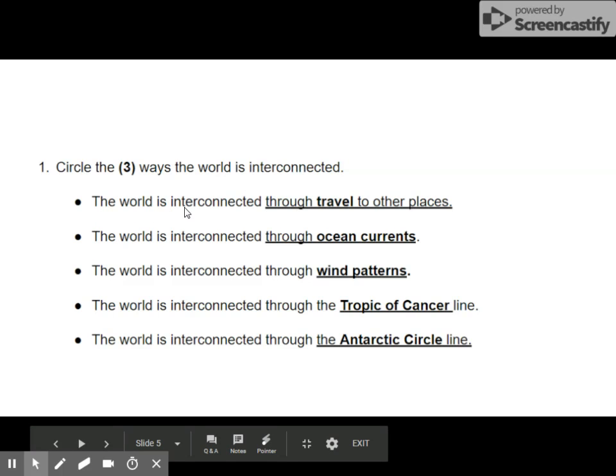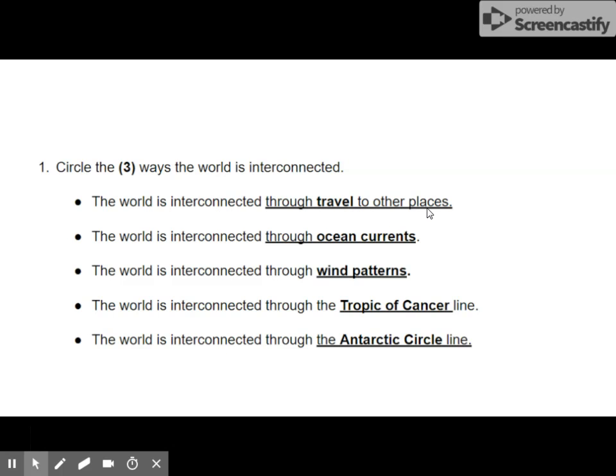The world is interconnected through travel to other places. The world is interconnected through ocean currents. The world is interconnected through wind patterns. The world is interconnected through the Tropic of Cancer line. The world is interconnected through the Antarctic Circle line.